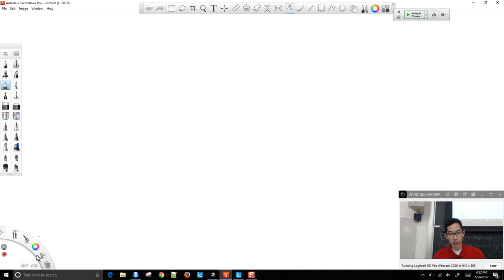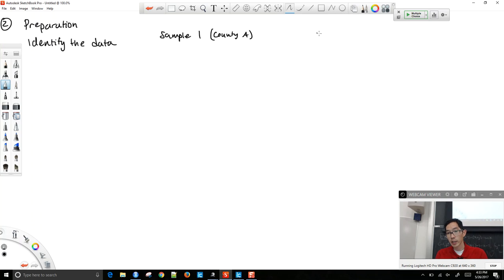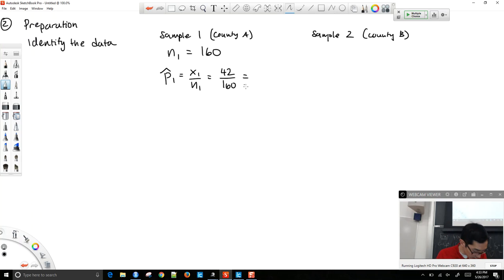All right, we'll continue on. We'll do our preparation. Okay, so preparation involves identifying the data pieces. Sample 1 will be County A, and sample 2 will be County B. Okay, so our N1 is 160, and P hat 1, which is X1 over N1, is 42 divided by 160. We get P hat 1 equal to 0.2625 if I punch this out into the calculator. 42 divided by 160. Yep, okay.